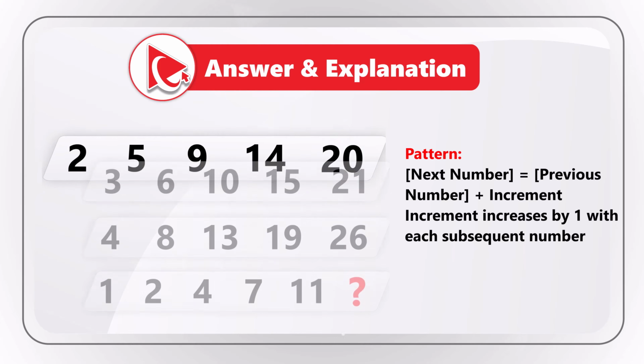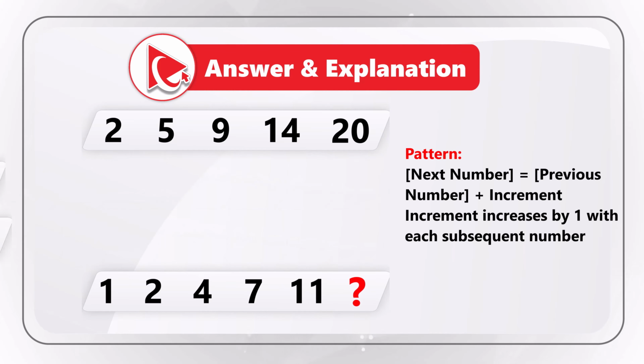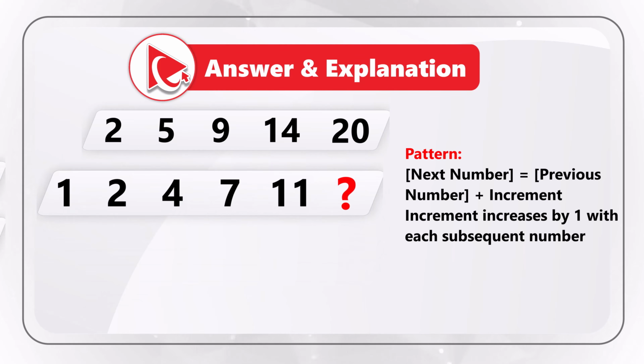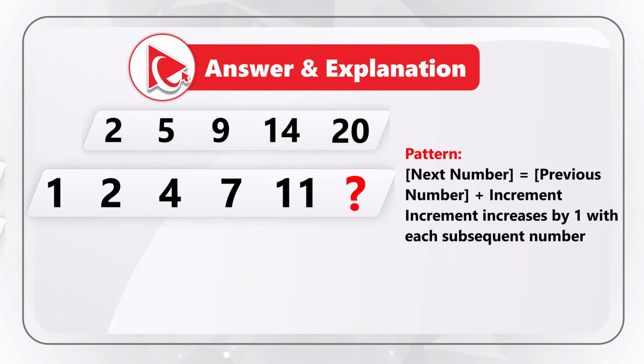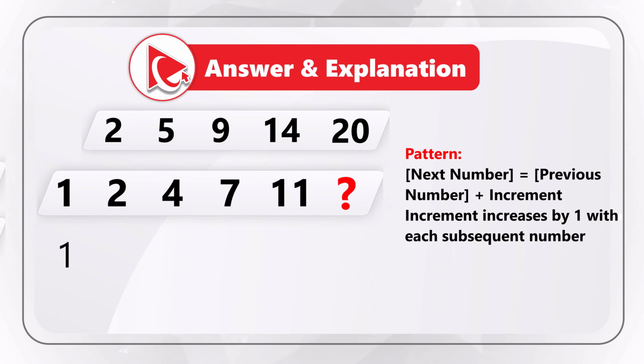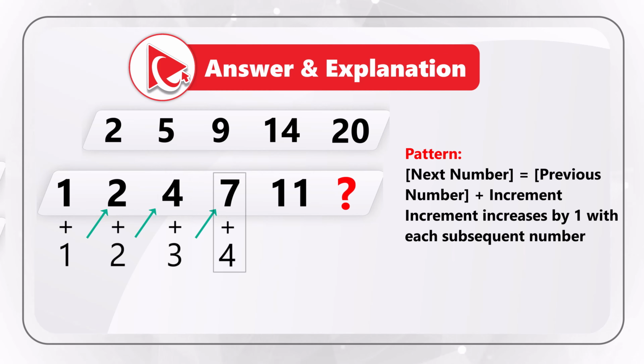I'm going to skip rows 2 and 3 so you can do the calculations independently to practice your skills, but I am going to do the calculations for the last row. 1 plus 1 equals 2. The increment increases by 1, so 2 plus 2 equals 4. 4 plus 3 equals 7. 7 plus 4 equals 11. And last calculation, 11 plus 5 equals 16. So the correct answer here is choice B, 16.